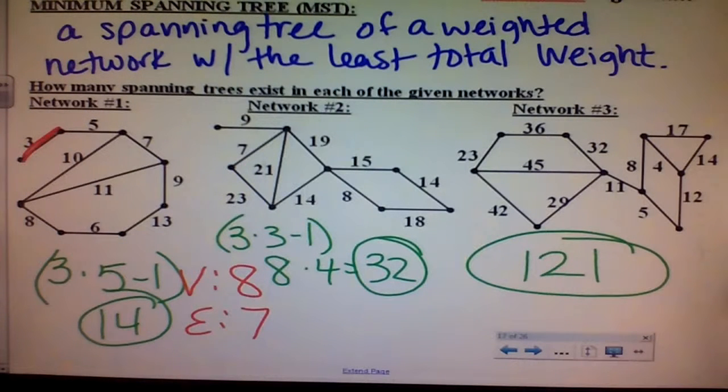Okay, so 3 is my smallest. What's my next smallest? 5. So I have 2 now. What's my next smallest? 6. There's 3. 7. There's 4. 8. There's 5. And 9. There's 6. 10. There's 7. Guess what? That's your MST. That's your minimum spanning tree. The last thing you need to do is add it up. 3 plus 5 plus 7 plus 10, 8, 6, and 9. 48.